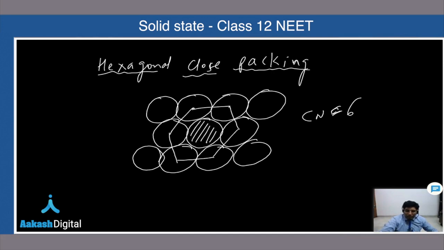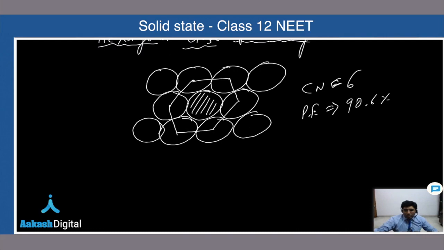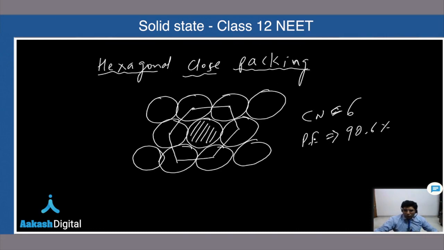And the packing fraction, here I am telling you, it's about 90.6%. And how will you find the packing fraction? There are 3 circles. Do you know how to find out the area of a hexagon?